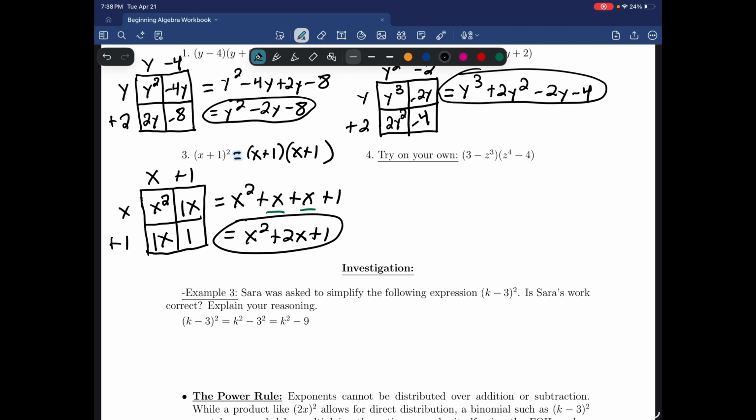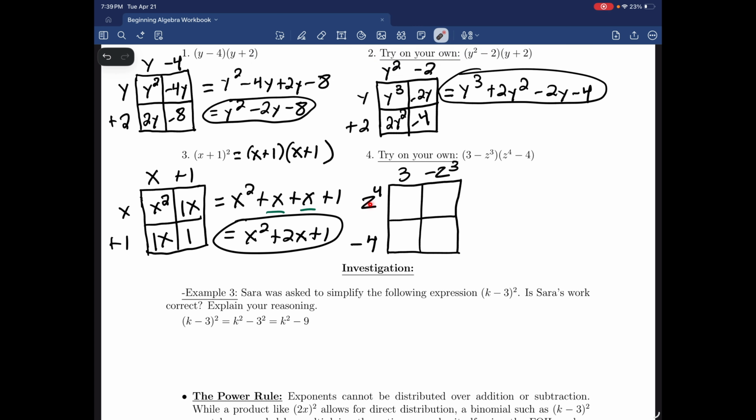Alrighty. And taking a look at example number 4, I encourage you to pause the video and try this one on your own. And now let's go through this together. So as always, let's draw the box. Alrighty, let's bring this first binomial here, 3 minus z cubed, over here. And let's bring the second binomial onto the side. So we have z to the 4th power minus 4. And now let's fill in the boxes.